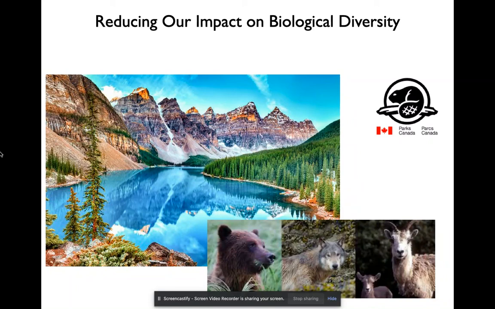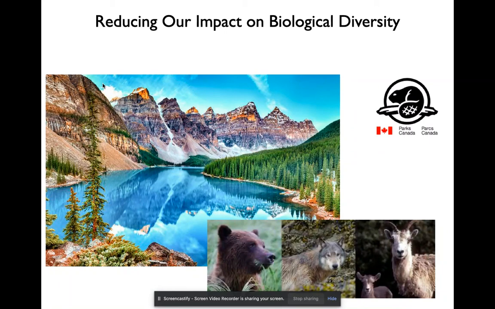So the last part is maybe a little more hopeful too. What are ways that we can reduce our impact on biodiversity? The 4 strategies that are listed there. One, of course, as humans, we can create protected areas. We have lots of national parks in Alberta and definitely across Canada. And all across the United States, there's national parks.